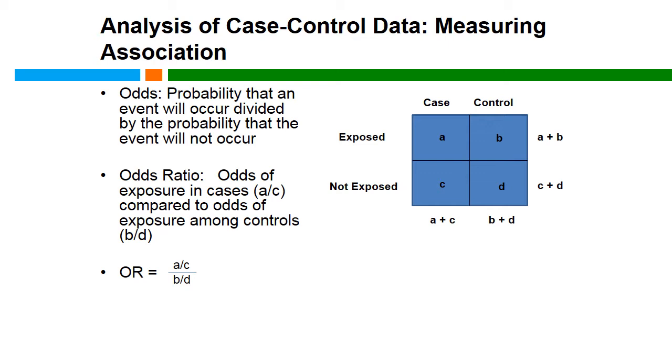So turning now to our familiar 2x2 table, the odds of exposure among the cases is the number of exposed cases compared to the number of non-exposed cases, and the odds of exposure among the controls is the number of exposed controls over the number of non-exposed controls. So here the odds of exposure among cases is A divided by C. The odds of exposure among controls is B divided by D. And so the odds ratio is calculated as A over C divided by B over D, which is equivalent to the familiar cross-product formula that you've seen for the odds ratio, A times D divided by B times C.